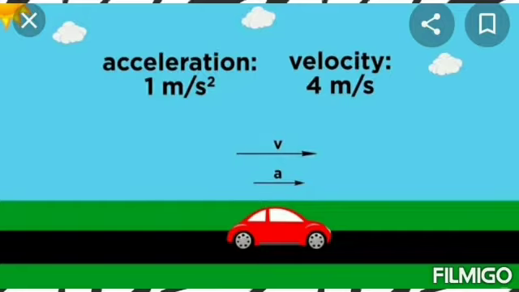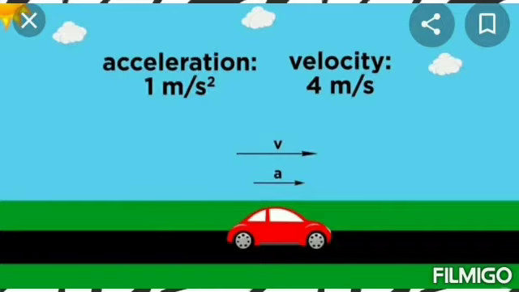So now can you say the formula for acceleration? Acceleration equals change in velocity divided by time. Change in velocity means what? Final velocity as well as initial velocity.